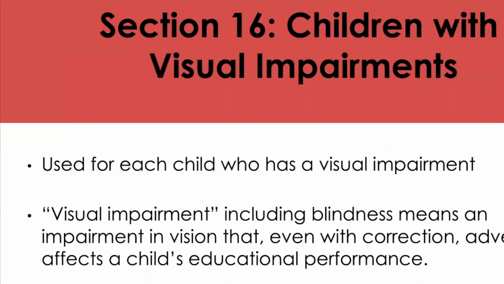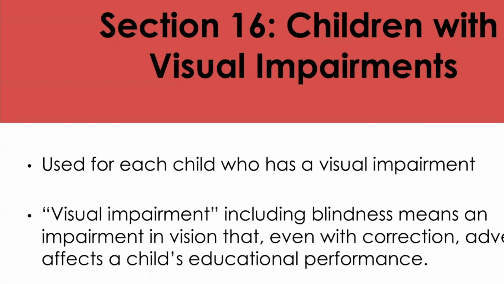So for children who have visual impairments, there is a very specific form, and it is used for those children who have a visual impairment. A visual impairment is identified as including blindness, which means impairment in vision that even with correction adversely affects a child's educational performance. So we're not just talking about a student who maybe wears glasses and can see some things well without their glasses. We're talking about those students that are closer to or with that blindness. So we don't use this section very often.